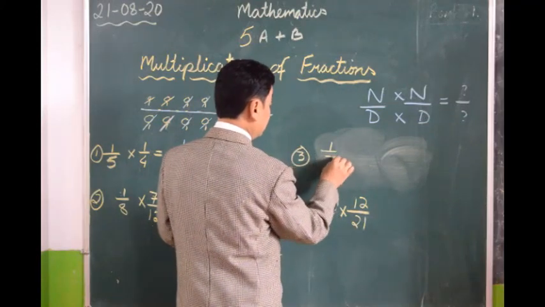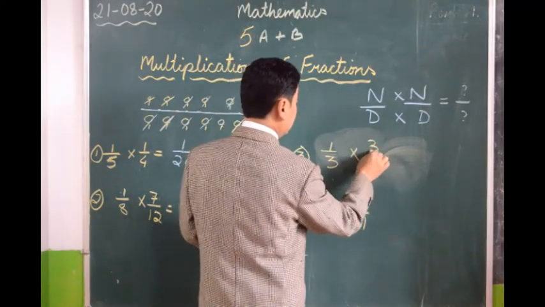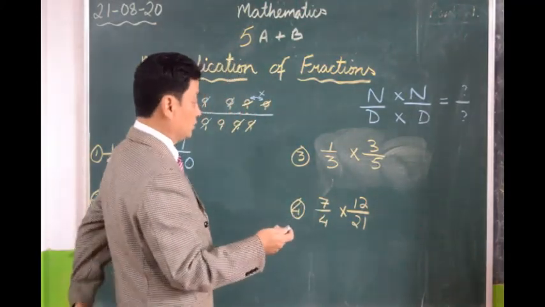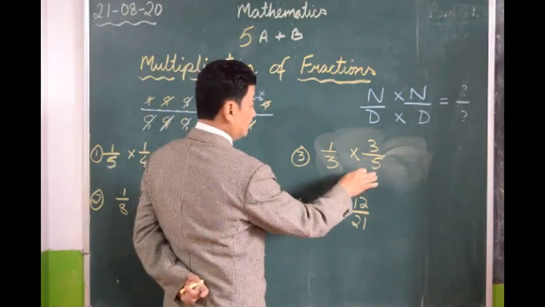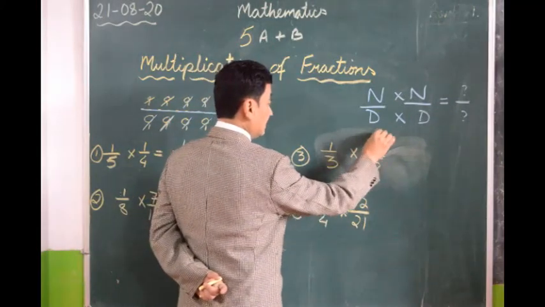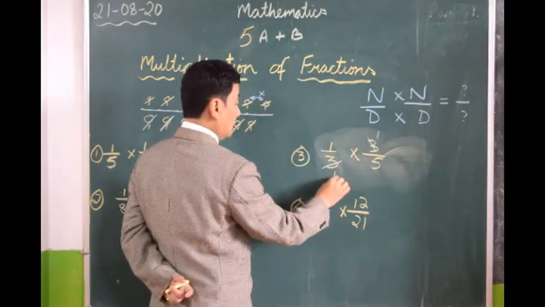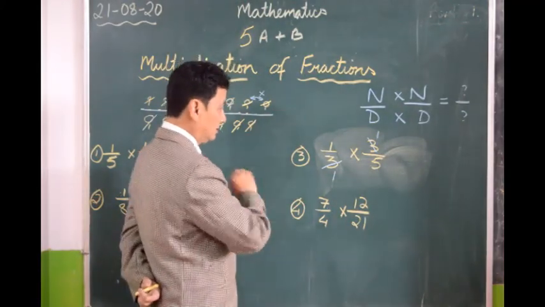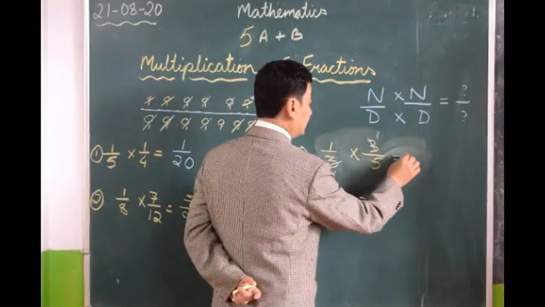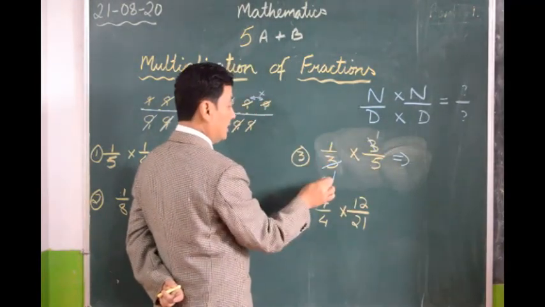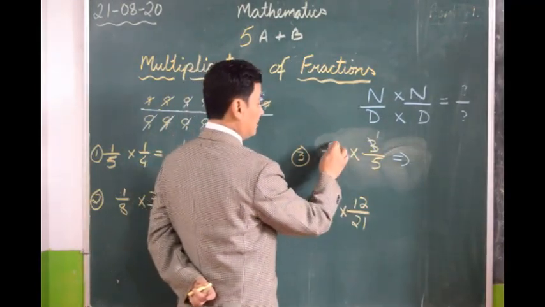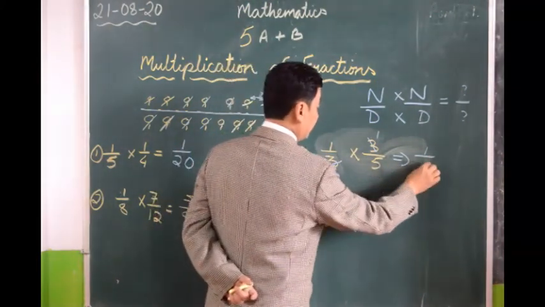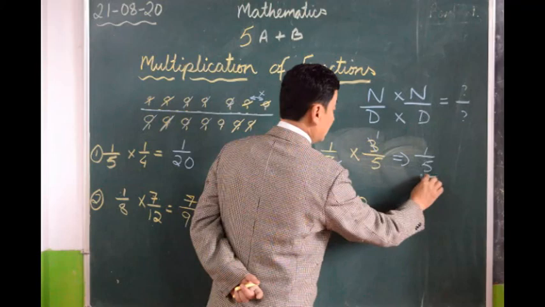1 upon 3 into 3 upon 5. So let me cancel with a different chalk. 1 and 5 doesn't cancel, but 3 and 3 cancels. 3 ones are 3, 3 ones are 3. Cancel means to reduce or remove the number. So the number that remains here is 1, 1, 1, 5. Multiply. 1 ones are 1, 1 fives are 5. And that is your answer.